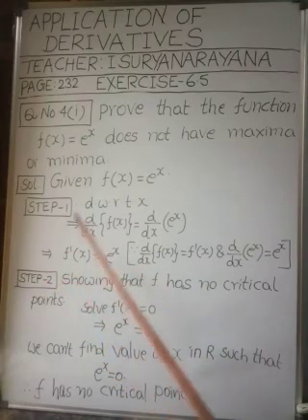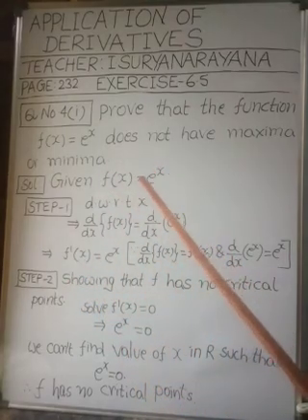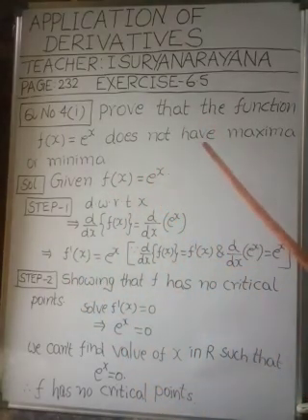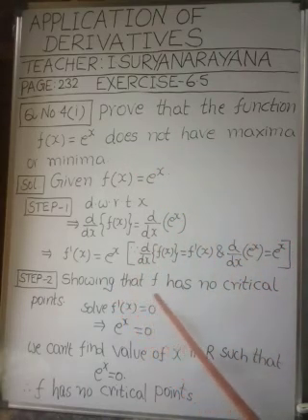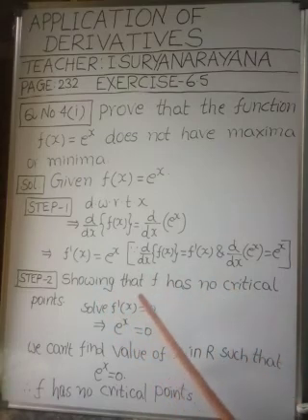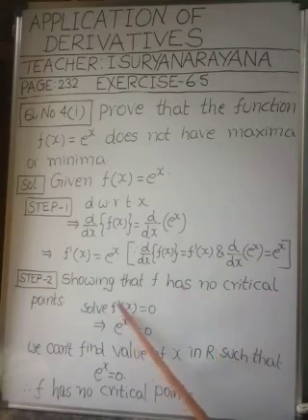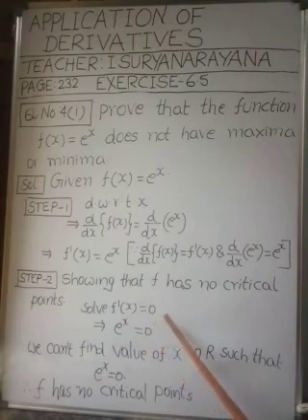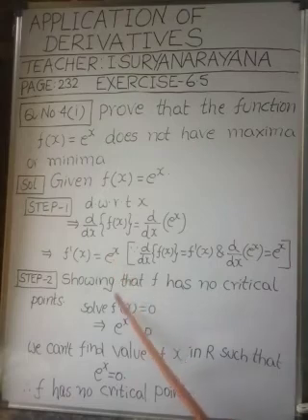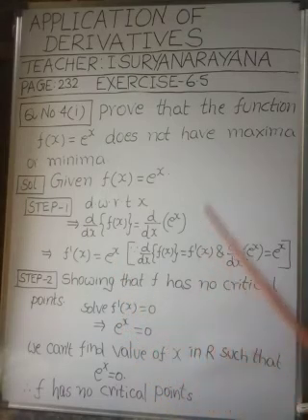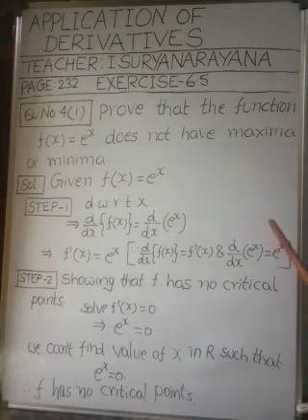We follow only two steps, my dear children, for this question to prove the given function does not have local maxima or local minima. Okay, my dear children, showing that f has no critical points, we have to show that f has no critical points. So we solve the equation f dash of x is equal to 0. This implies, what is f dash of x? We got here e power x. E power x is equal to 0. In this question, we need not find f double dash of x. Okay, my children, please remember this point.